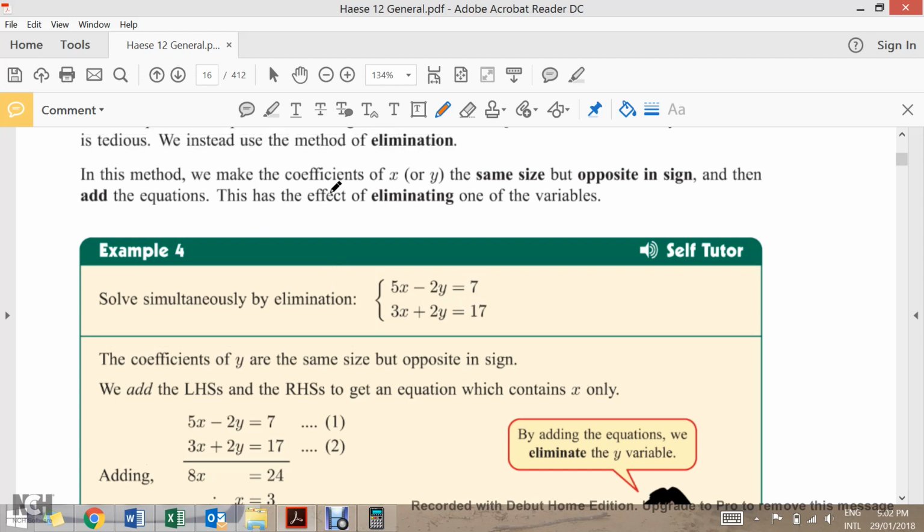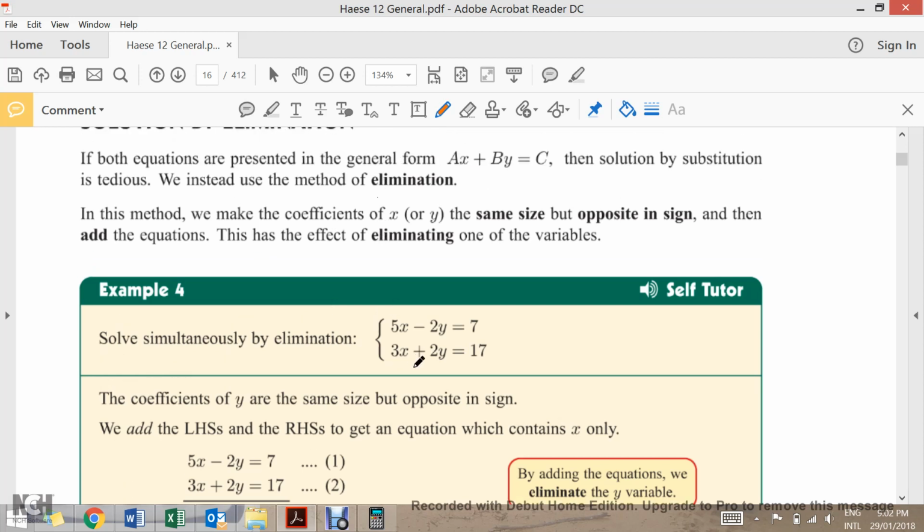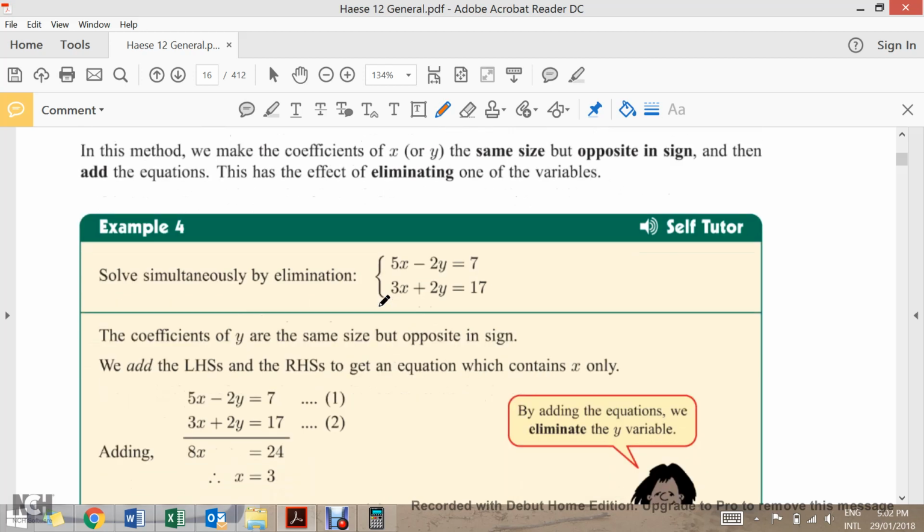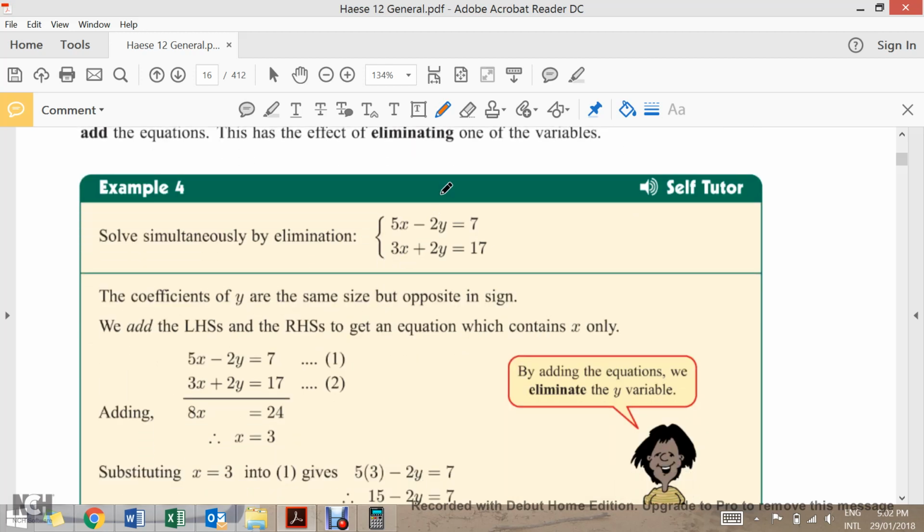In this method, basically, if you've got the x or y value the same size but opposite sign, we can eliminate them. We can combine these equations and eliminate certain things. Okay, it sounds a little confusing right now, but let's have a look here. What we want to do is we want to add these two equations together. We want to add them together and see what happens.